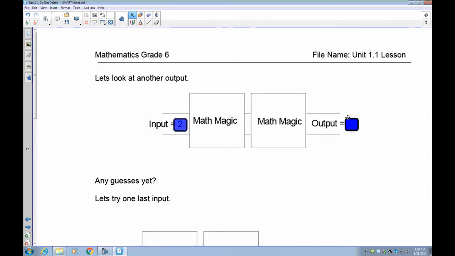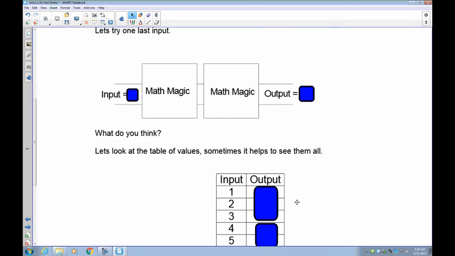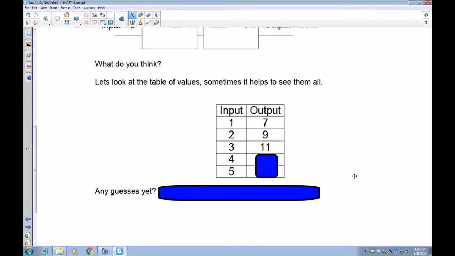So here's your next example. Input 2, and we get a 9. All right, the third input is this one. Put in a 3, we get 11. So we have 7, 9, 11. Okay, by using the output pattern, you can pretty well figure out what the 4th and 5th outputs are going to be, because going from 7 to 9 is adding 2. 9 plus 2 is 11, so 11 plus 2 would be 13, and 13 plus 2 would be 15. So we can pretty well figure out what those are.